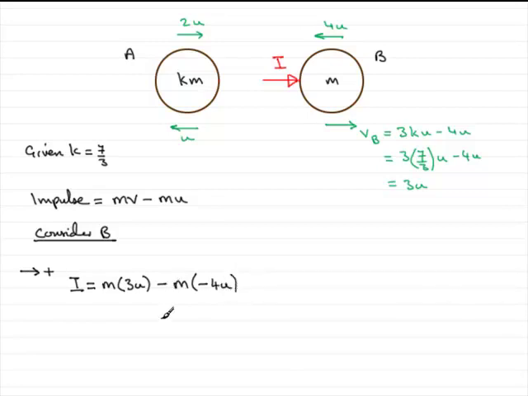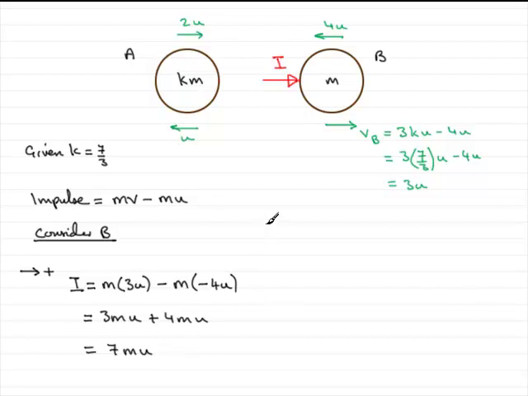Now that's the place that I feel that people are going to trip up on, so just take care on that point. Okay, so if we work this out, we've got 3mu and we've got plus 4mu, and that makes a total impulse of 7mu. And that is the answer essentially to the question.